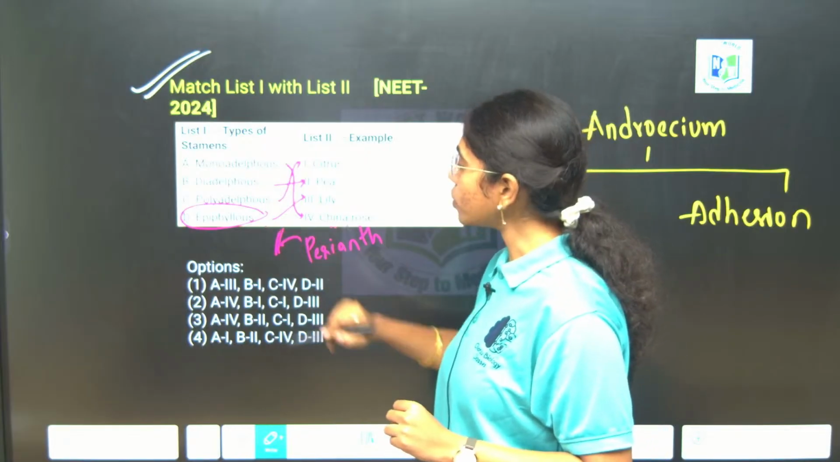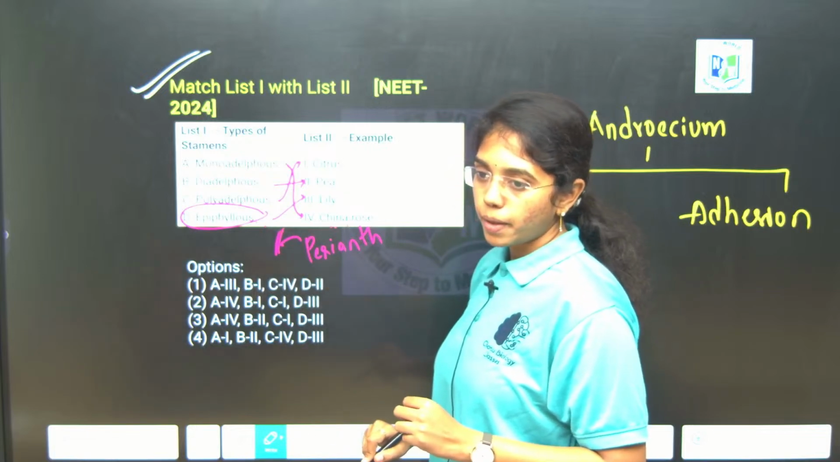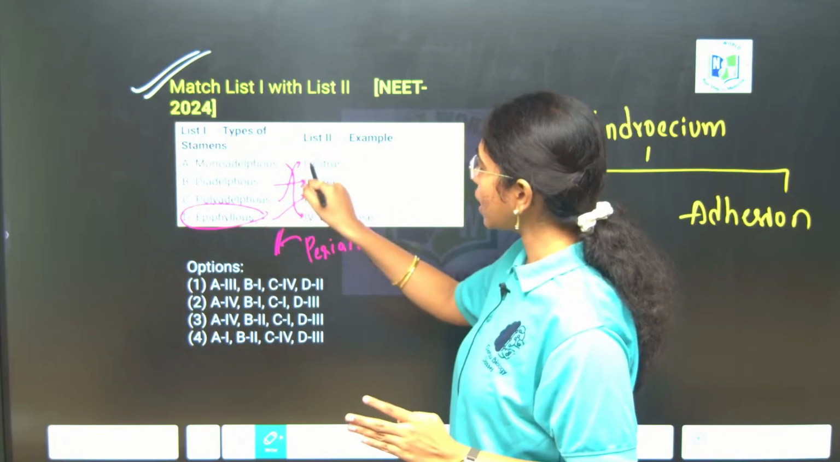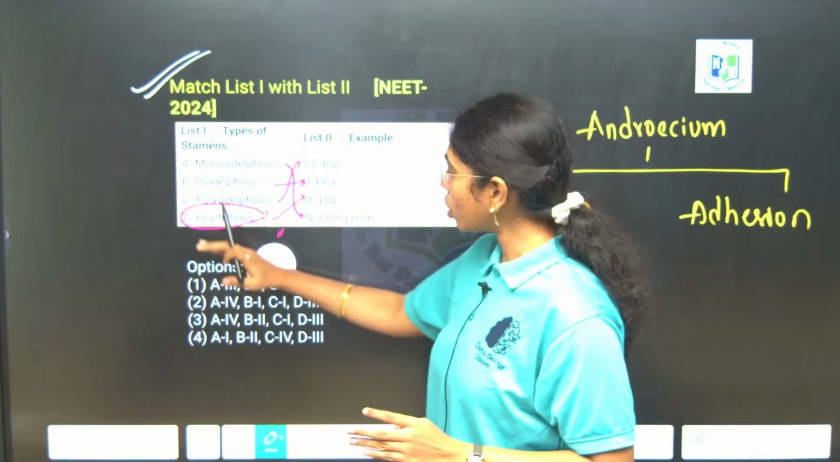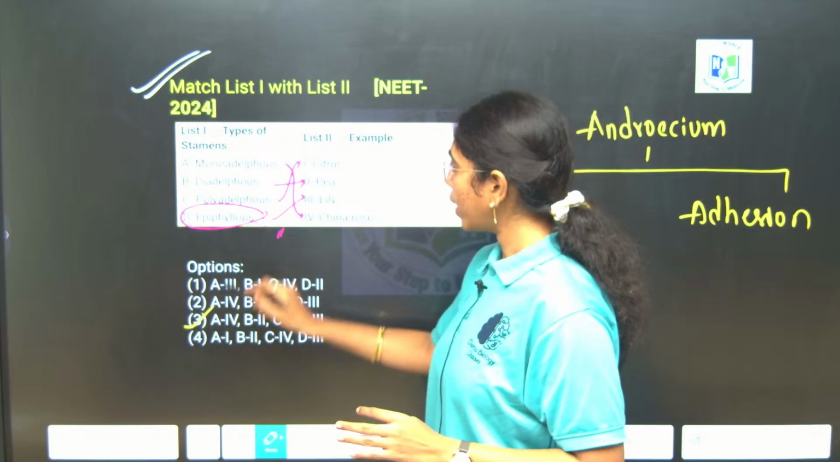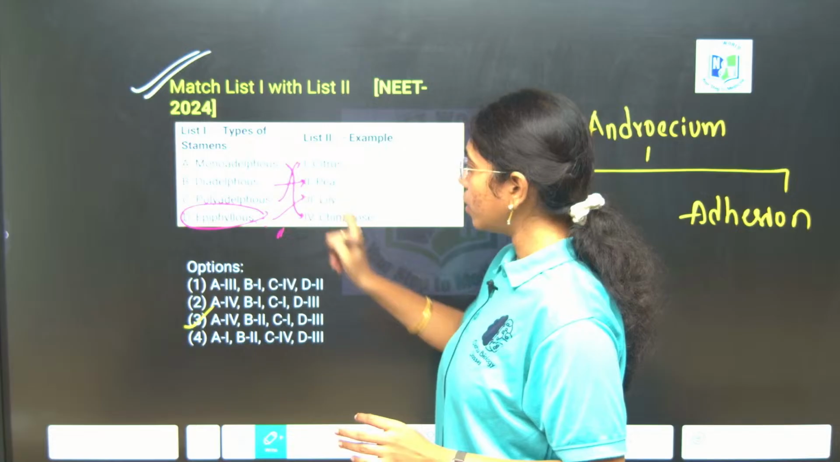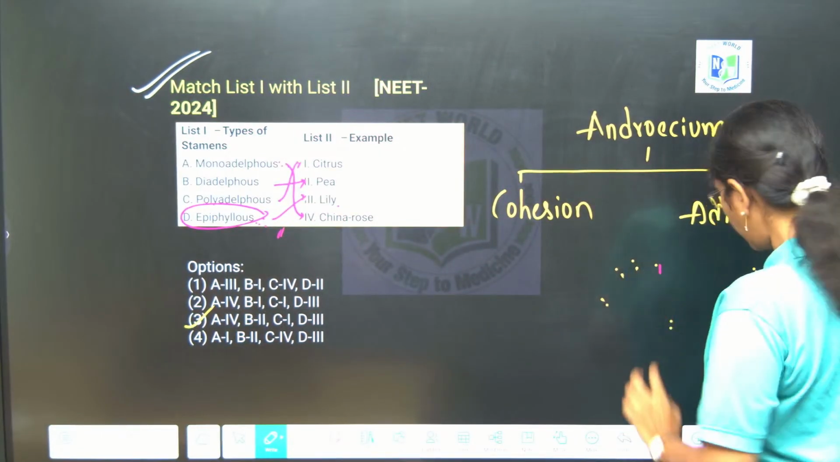What is meant by epiphyllous? That perianth and androecium are united. So here epiphyllous condition is shown by lily, Liliaceae family. So what is the right answer over here? Option 3: A4, B2, C1 and D3. No point of revising this, right? You remember this already. Good.